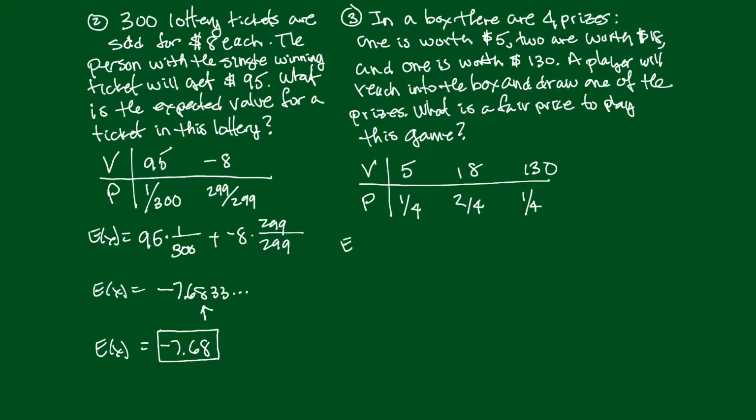So the expected value here is going to be the value times the probability. So it's going to be 5 times 1/4 plus the value times the probability, 18 times 2/4, plus the value, 130, times the probability. And I did that on my calculator, and I got 42.75. So what's the fair price to play this game? So just to reach your hand into this box and get a prize, you should pay $42.75.